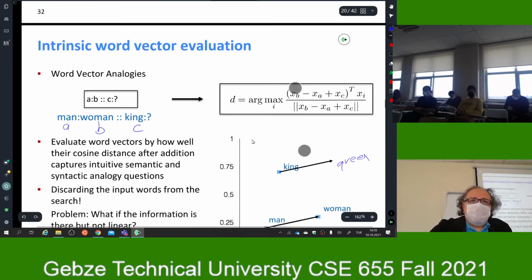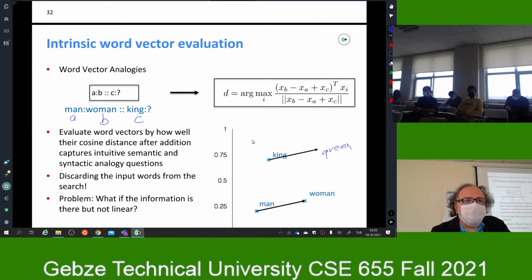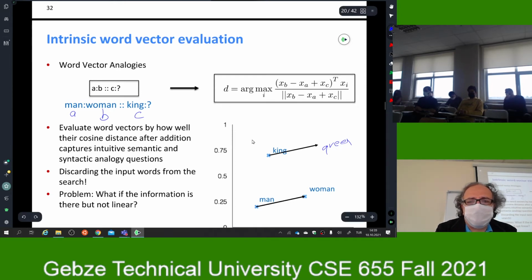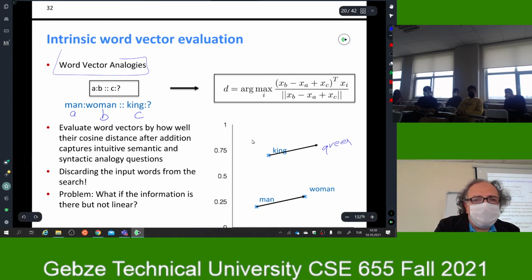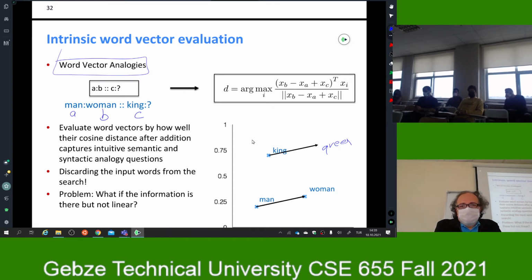So if I run this application, man, woman, and if I give you these three words, man, woman, king, and I'd like you to come up with the fourth one, I expect it should be close. It should be either queen or something like that, or princess or whatever. Okay, so this is a word vector analogy example. If you are getting somewhere close to queen, then your vectors are not bad.